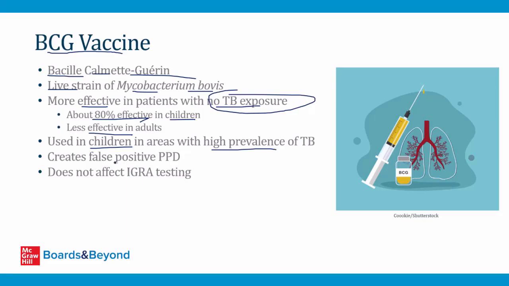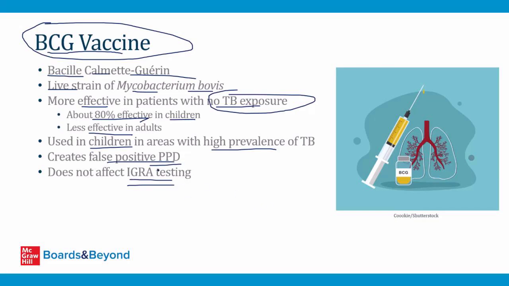As we already mentioned, it will create a false positive PPD test. So in individuals who receive this vaccine as a child, the PPD test is not reliable to identify a latent TB infection. But it doesn't affect the interferon gamma release assay test, so this can still be used to identify latent TB.